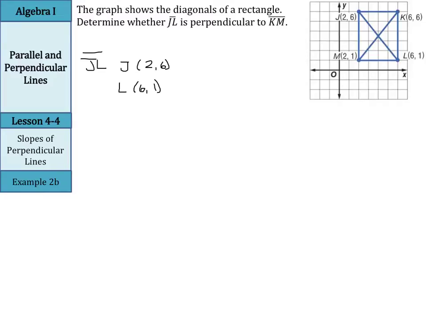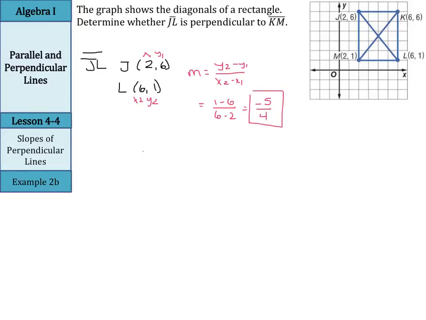And if we label x1, y1, and x2, y2, so we can calculate this slope, m equals y2 minus y1 over x2 minus x1, 1 minus 6 over 6 minus 2. We end up with negative 5 over 4 for JL.